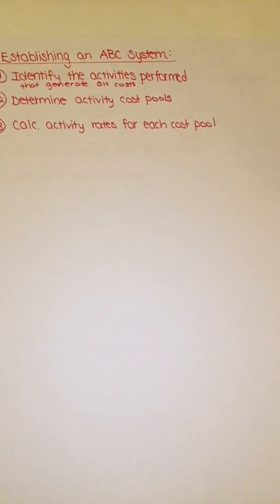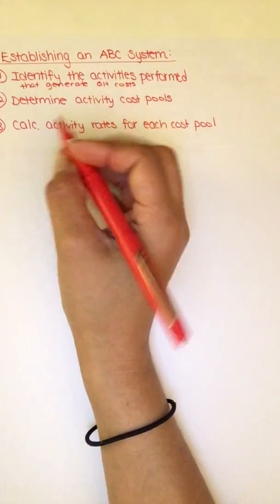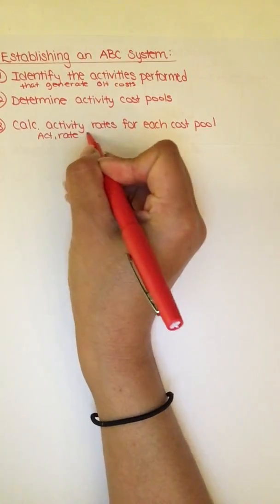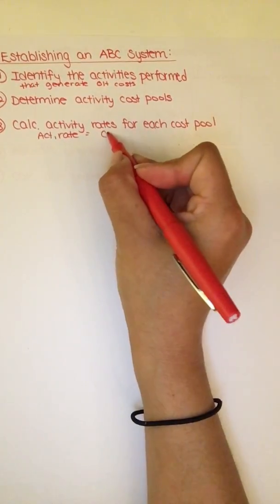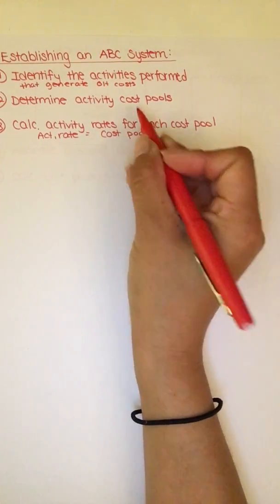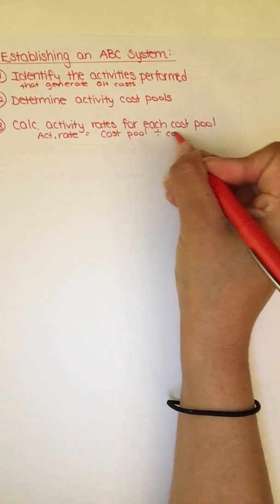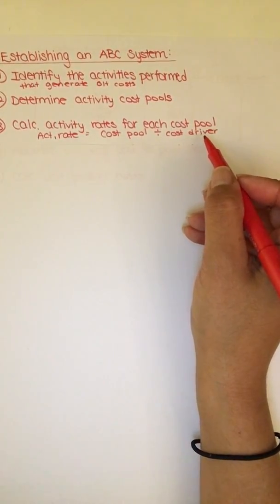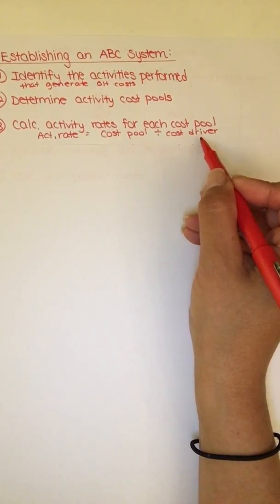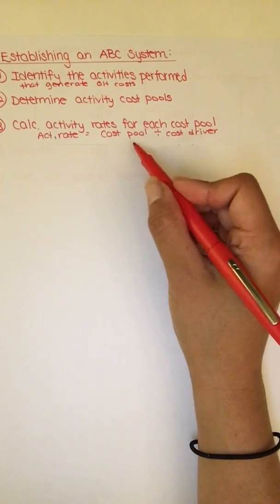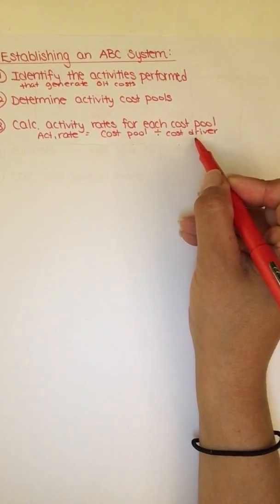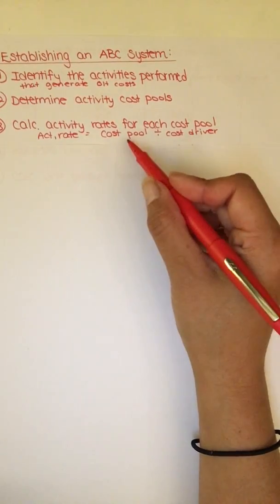How do we calculate an activity rate? Such a good question. To calculate your activity rate, your formula is to take the cost pool that you identified in the previous step and divide it by the cost driver. The cost driver, as the name identifies, is something that's responsible for increasing the cost associated with that pool. So if our indirect laborers spend more time putting in the dye or cleaning out the machine, that's driving the cost of that activity, right?